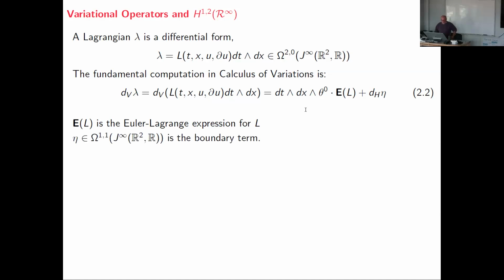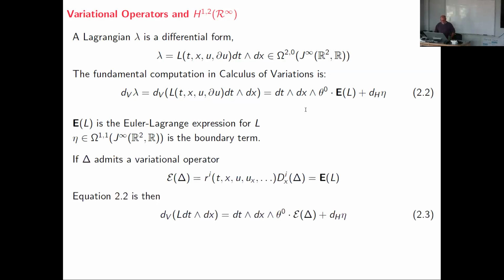Yeah, and so that's the boundary term, or is a boundary term. These aren't always obviously not unique, but there's a boundary term there. And so what happens is that if your Euler-Lagrange expression is equal to a differential operator applied to the equation, I can replace, in the fundamental calculation in the calculus of variations, my Euler-Lagrange expression by my differential operator on the equation. And this is just an identity on free jet space. It has nothing to do with the equation, it's just an identity on free jets.